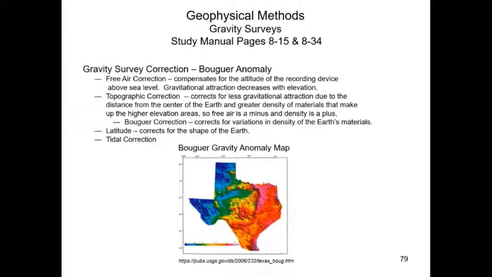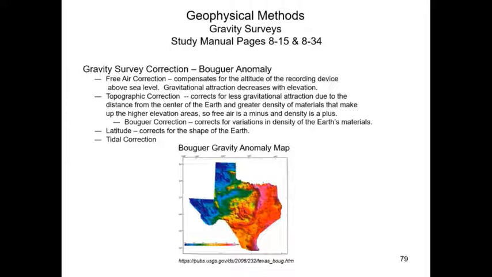From the center of the Earth, the gravitational attraction decreases with altitude. So we have a free air correction, which compensates for the device being above sea level. And then we have a topographic correction, which corrects for the gravitational effect and the density of the materials that make up those higher elevation areas.